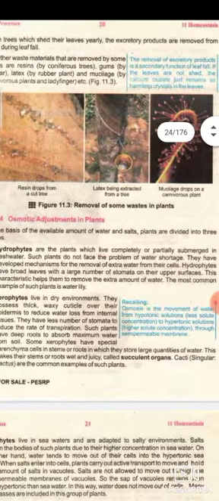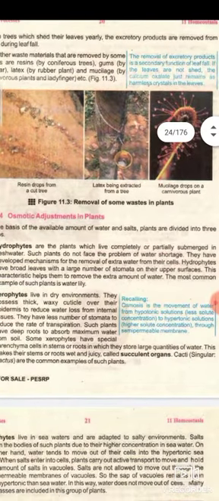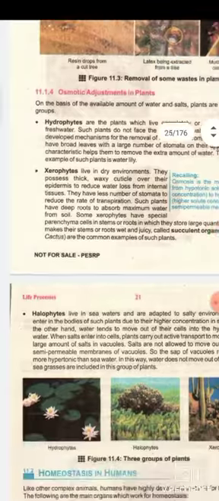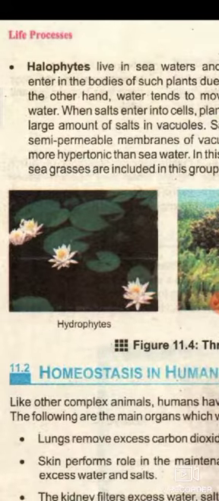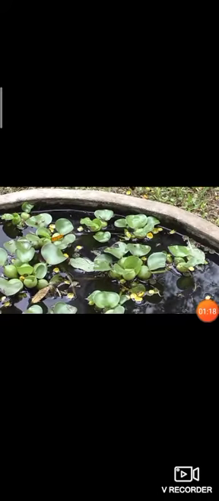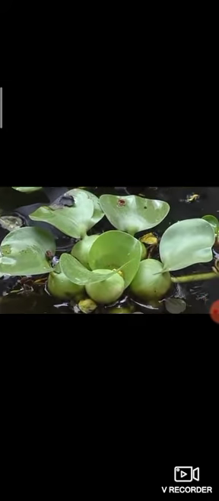the fresh water. Such plants do not face the problem of water shortage because they are living in the fresh water. These are the hydrophytes. As I told you before, beta, they are those plants which live in the water. They might be completely submerged or partially submerged in the water. They do not face any deficiency of water because they are living inside the water.